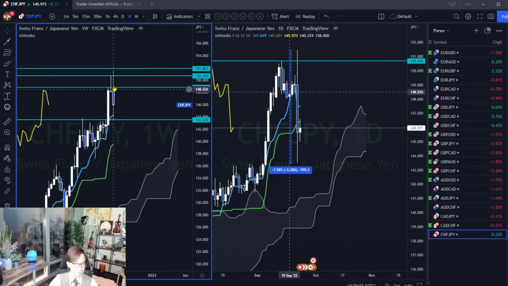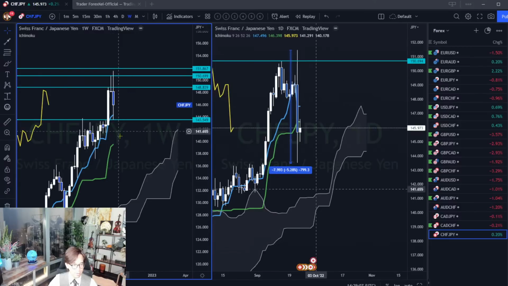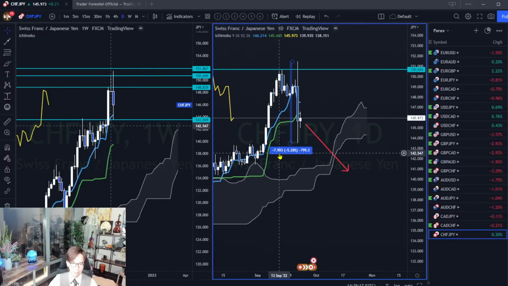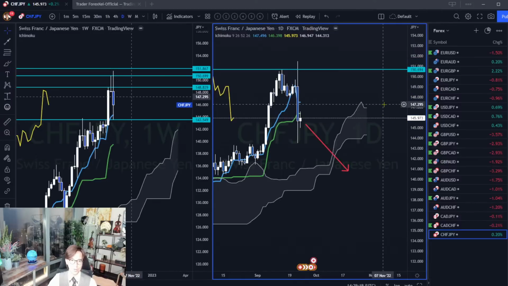Weekly also shows a pin bar and a blue bearish bar. So it looks like this is a sign of the retrace. So I think most likely the market continues going down, breaks the Kumo, and continues down on the daily time frame. That is my view here.